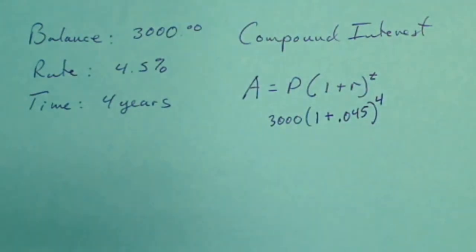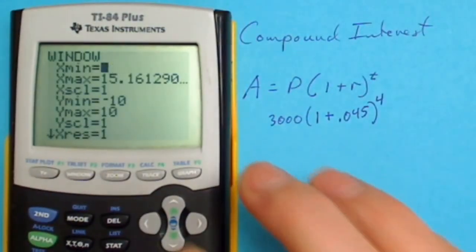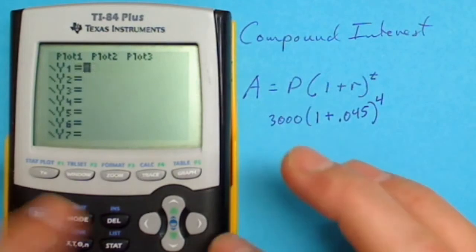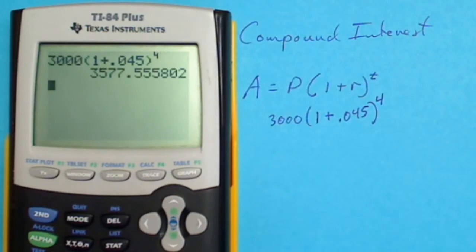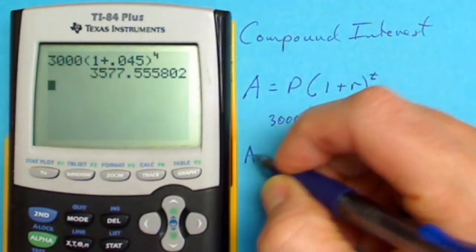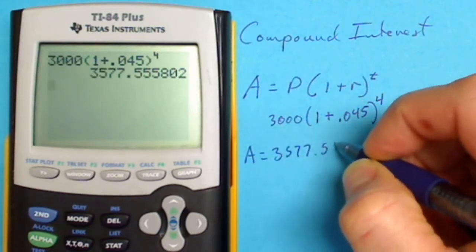So I'm going to use the graphing calculator to show you how to put it in. Sorry about that. All right, so here we go. I'm going to put the 3,000 in, and then parentheses, 1 plus 0.045, close parentheses, and then remember, caret key, or you could just do the square, or no, I guess it wouldn't work. You'd have to do the caret key because we're going to the 4th power. And then hit enter. Now, that's $3,577.56, we'll round up.